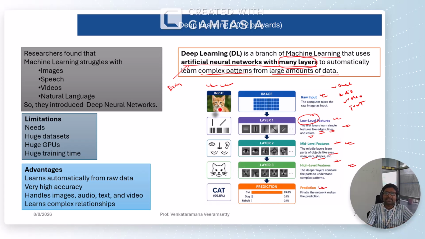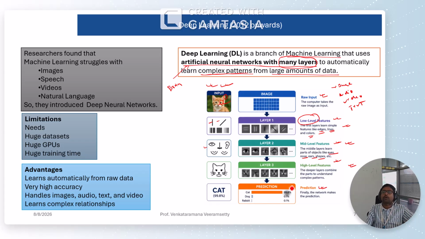If you give this image data to the deep learning model, or artificial neural network, which contains multiple layers, at the initial layers it will identify edges, lines and colors. The next layers are able to identify the nose, ears and eyes, the mid-level features. And the last layers will identify the high-level features, which help to figure out what type of image it is. Based on that, your model finally comes to the prediction, whether it is a cat, dog or rabbit, with a probability.